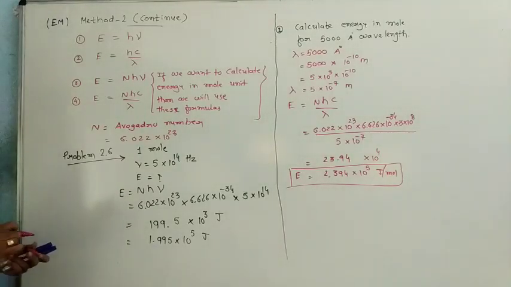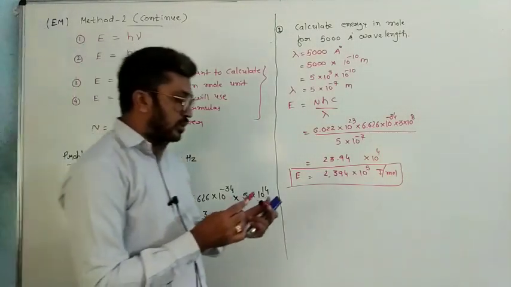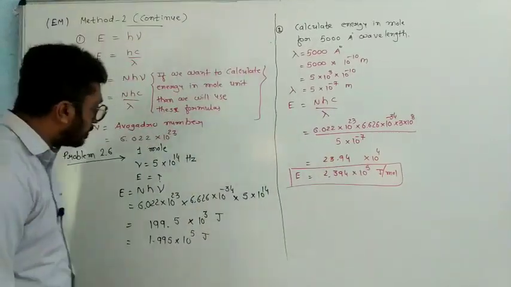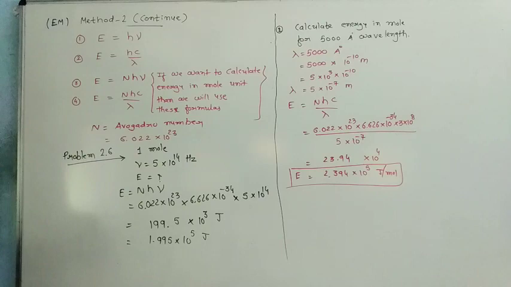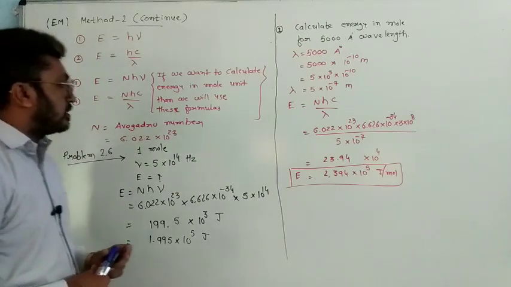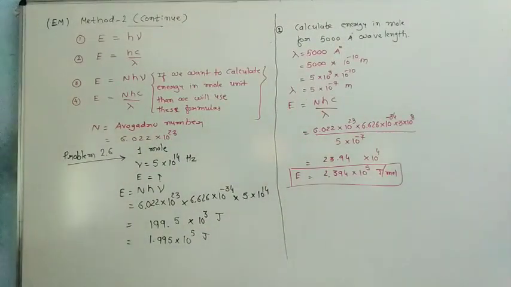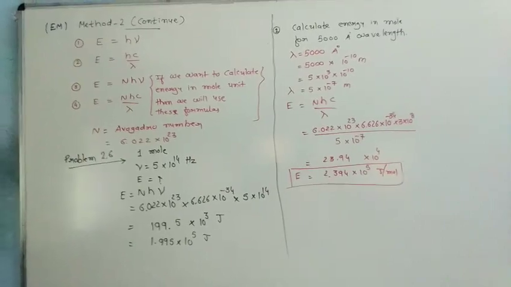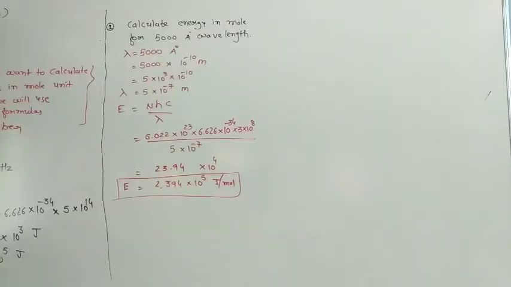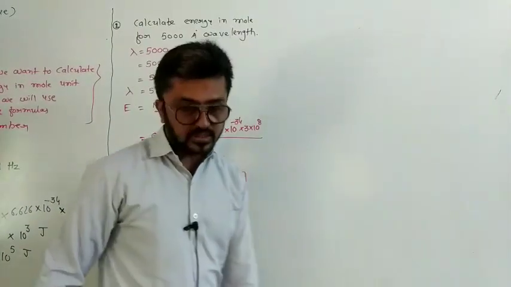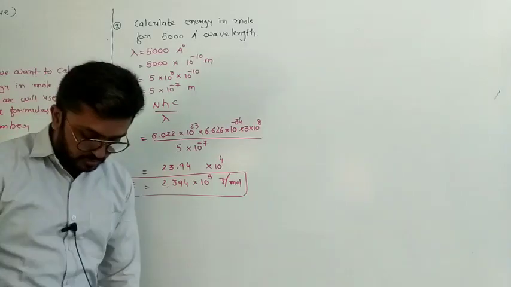So if we want to calculate energy in mole unit, we are using N, where N is Avogadro number, the 6.022 into 10 raised to 23 figure, and we will explain this in our next lecture. But I will give you now further practice of this type of numericals. Just see which numericals we will solve.